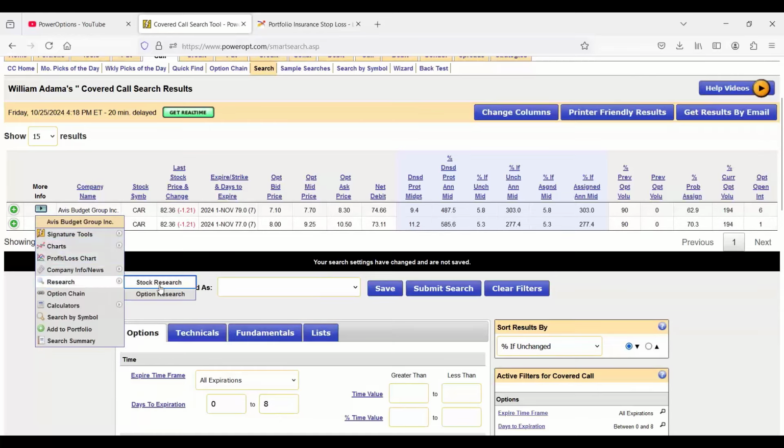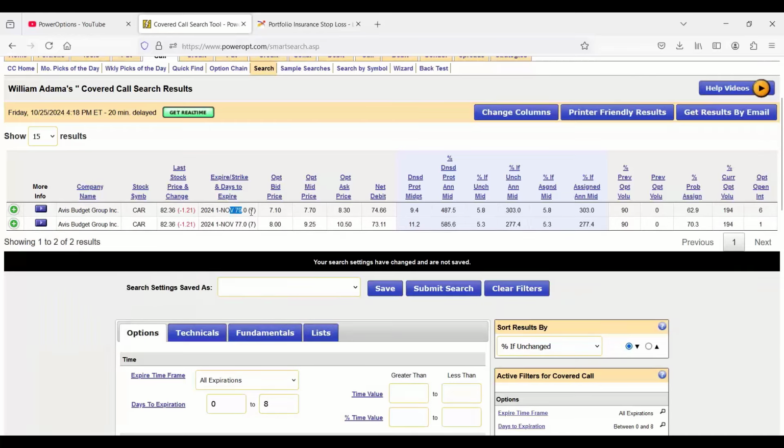I want to go to the research tool real quick. What am I missing here? This is for the 1st of November expiration. It's 7 days away. Both the in-the-money 79 strike and the 77 strike for Avis are offering the downside protection we wanted, a very high reasonable percent return, and of course now open interest is both there as well.